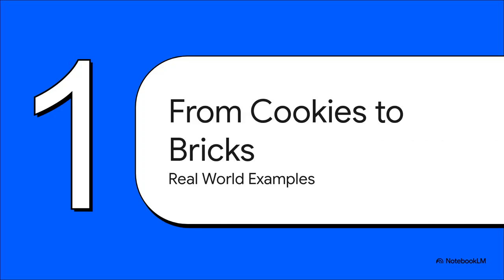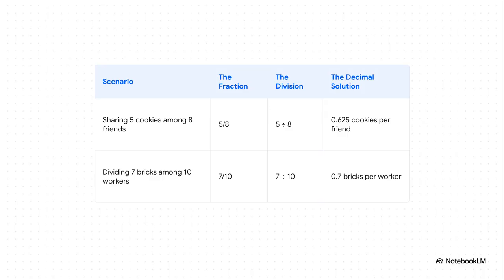Okay, so this isn't just some abstract math trick for a test. Let's check out a couple of real-world examples and see how this one little secret helps solve everyday problems. So picture this. You've got 5 cookies to share with 8 friends. That's the fraction 5/8, right? You just do the division, 5 divided by 8, and you find out everyone gets exactly 0.625 of a cookie. Or how about this? 7 bricks have to be split between 10 workers. That's 7 divided by 10, which is 0.7 bricks per worker. See? It's the exact same simple rule, just with different stuff.